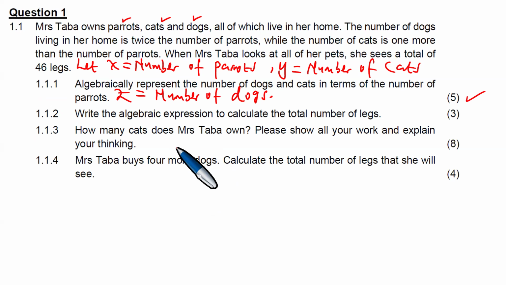So now we need to express it in terms of an equation. So the dogs are Z, and the parrots are X. We need to relate these two. We need to form an equation according to this sentence here, the fact that the number of dogs living in your home is twice the number of parrots. We need to write this properly.